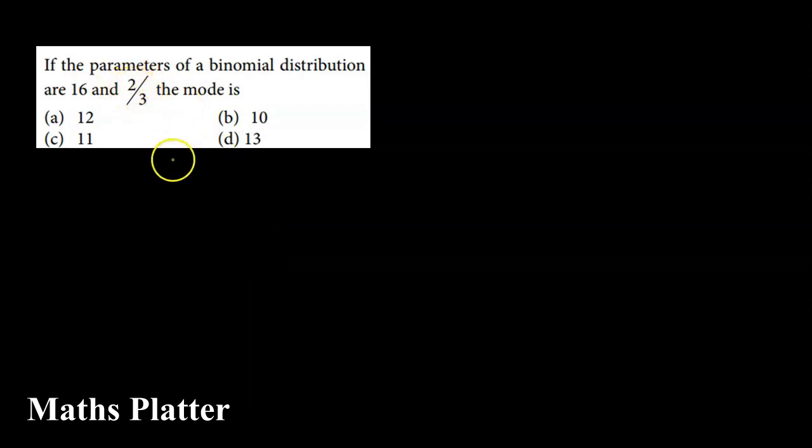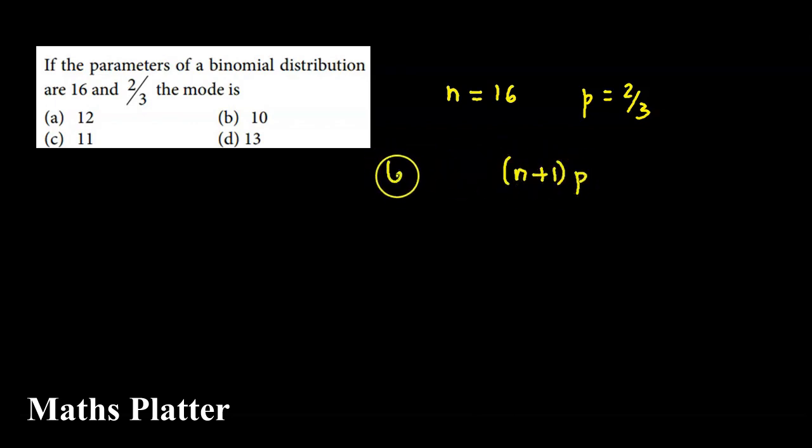If the parameters of binomial distribution are 16 and 2 by 3, the mode is. तो यहाँ पे parameters हमें n और p दिए हुए हैं. n is 16 and p is 2 by 3. Now mode ढूंढने के लिए we calculate the quantity n plus 1 into p. Suppose इस quantity को हम k नाम दे देते हैं.